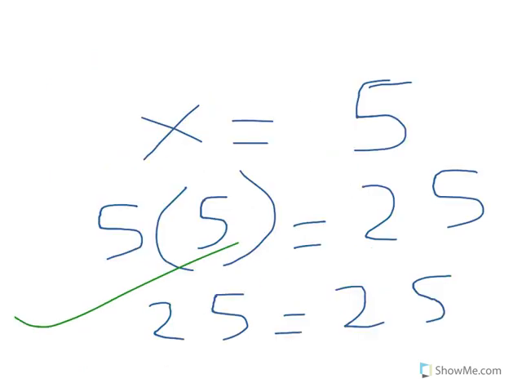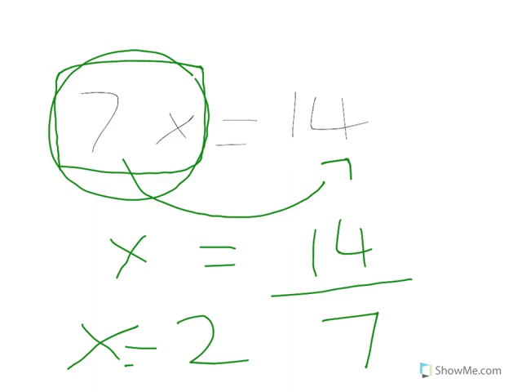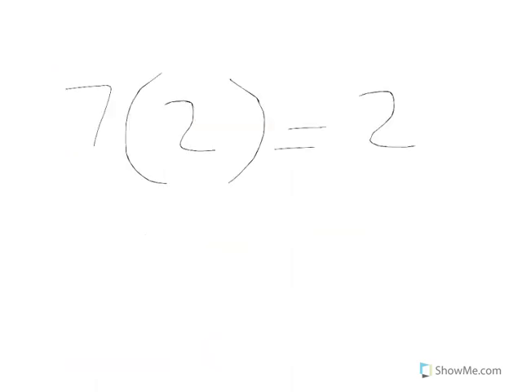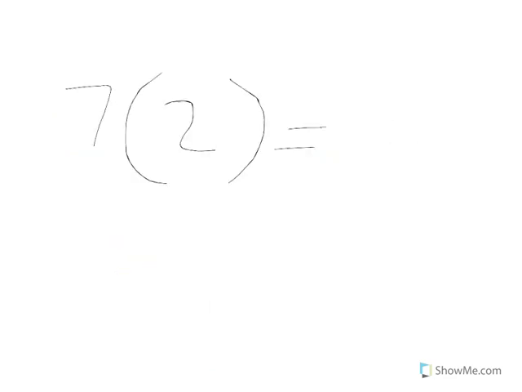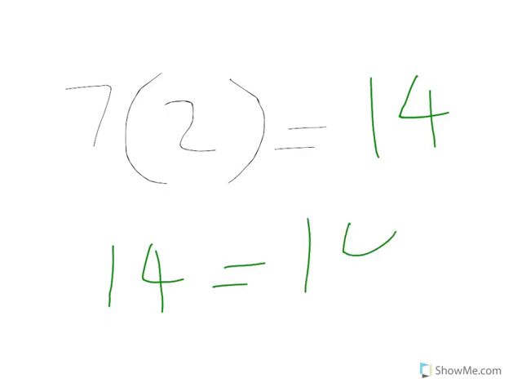Now to check that, what I can do is simply replace the x with the value that I've found out. Okay, that's fine. 14 equals 14. That's absolutely right. That's perfect. So that's how you solve the equation.